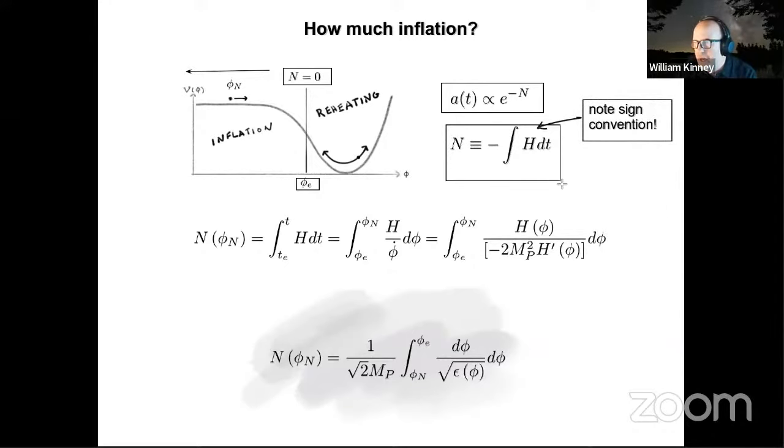And we know, from the Friedmann equation, that this number of e-folds is just minus the integral of the Hubble parameter with time. This is just basically writing down the definition of the Hubble parameter, that H is equal to a dot over a. It's an identity.